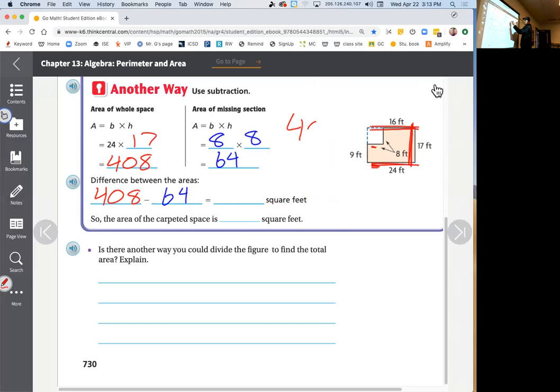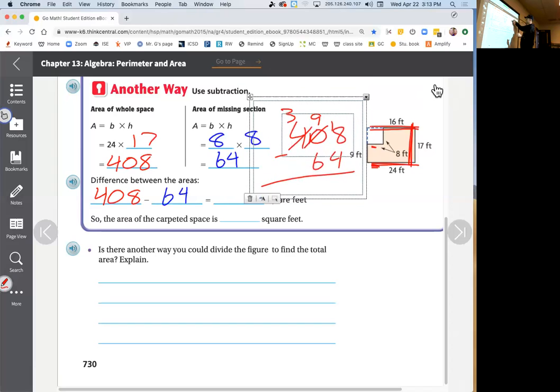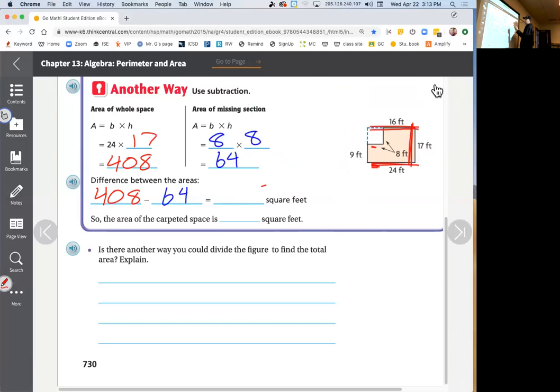So 408 minus 64. Got to borrow from this, what? We don't have to borrow. What am I thinking? Let's start over. I don't know what I'm borrowing. 408, 64. You see how important it is to write things down? Your mind does stuff sometimes that you're not even thinking.